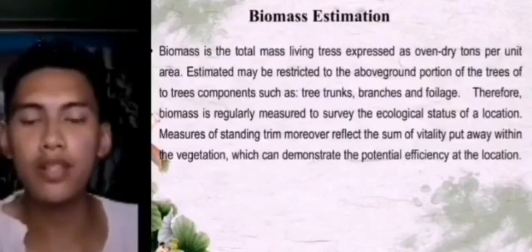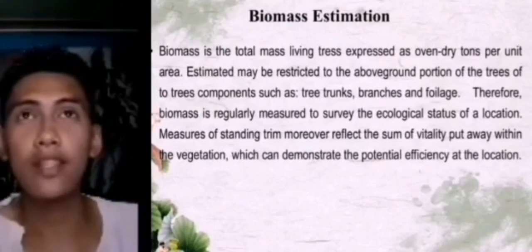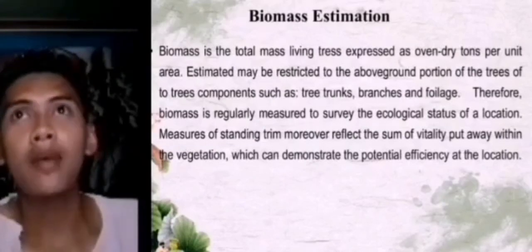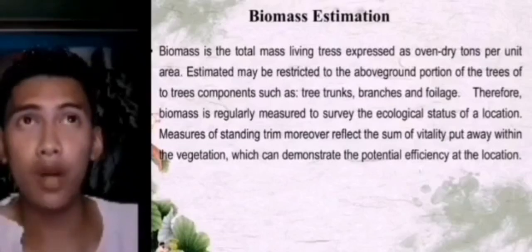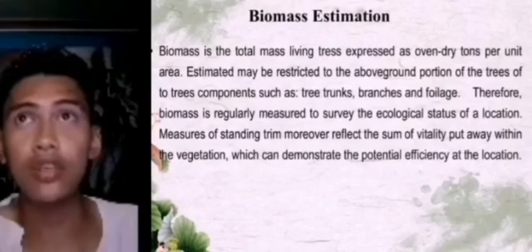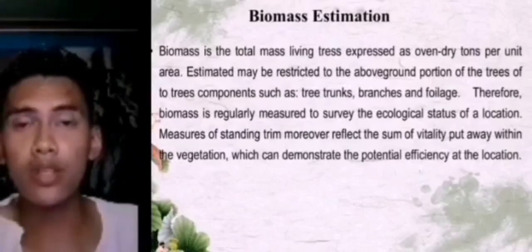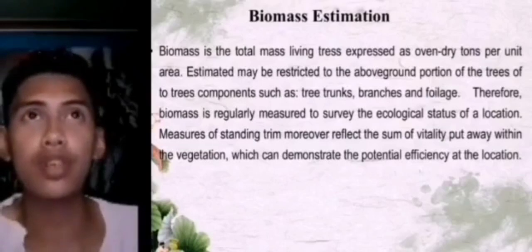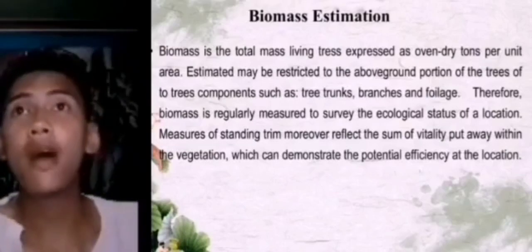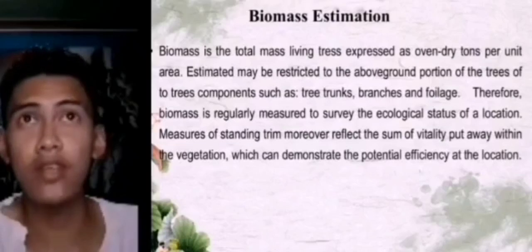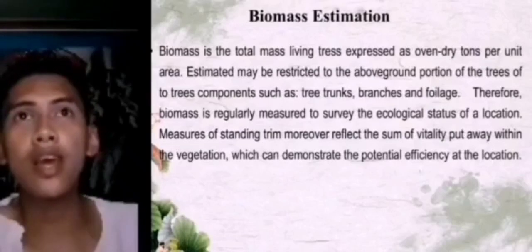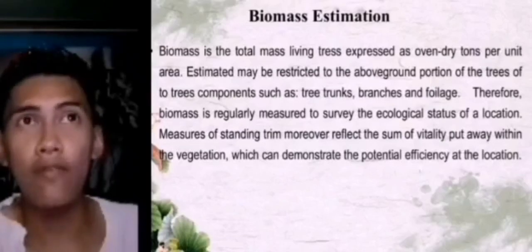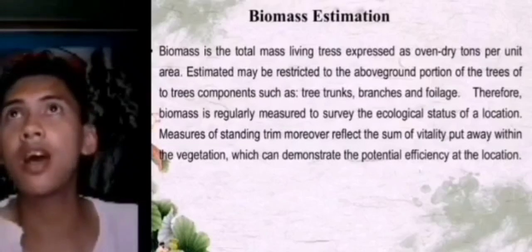So what is biomass estimation? Biomass is the total mass of living matter expressed as oven dry tons per unit area. It may be restricted to the above ground portion of the trees or of the tree components such as tree trunks, branches, or foliage. Therefore, biomass is regularly measured to survey the ecological status put away within the vegetation, which can demonstrate the potential efficiency of the location.